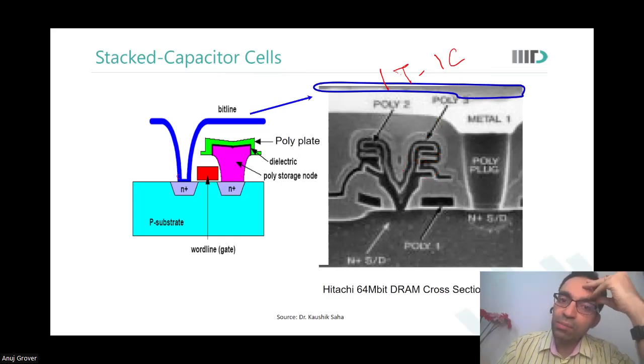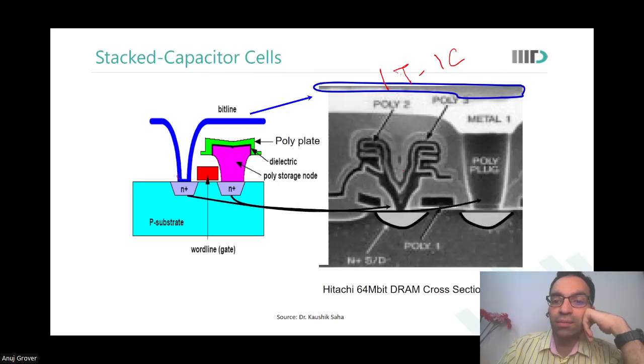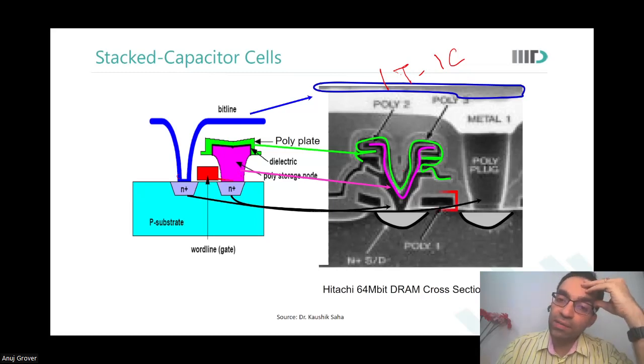This represents, the blue one represents the bit line, source drain region. The pink one is the capacitor. The green ones are the other plate, other side of the capacitor. This is the poly gate.